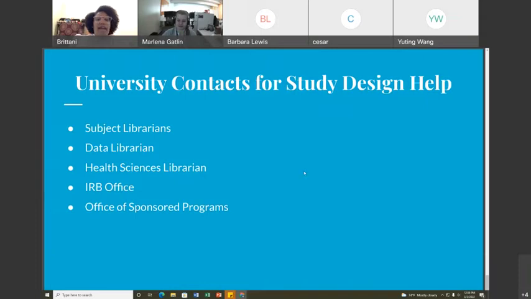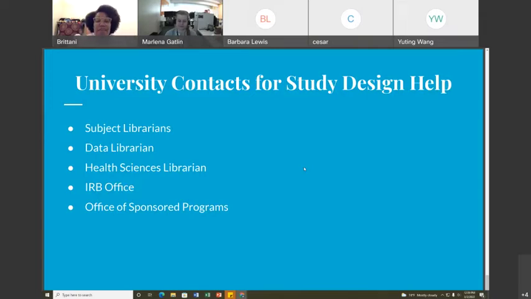Okay, so university contacts for study design help. Of course, you can always meet with your subject librarians. People have different levels of, I would say, statistical understanding, y'all. So if you're a hardcore quantitative person, it may just depend on your subject librarian. We all had very different lives before going to library school, so some people have more or less experience with the quantitative side of things, or even data collection overall. It's not necessarily required in every library school program, so bear with us.